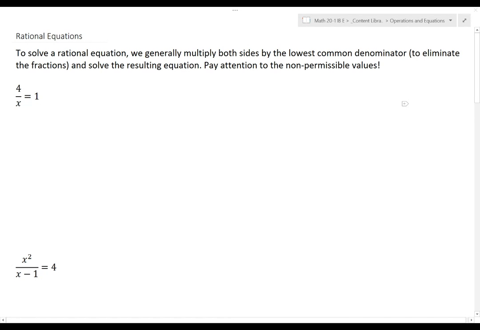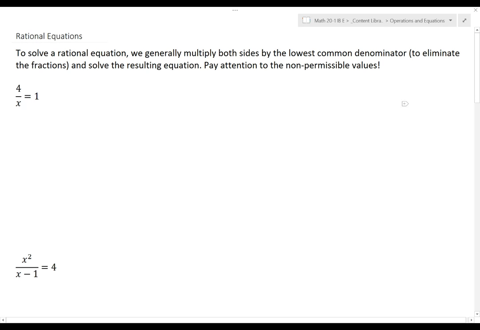So the general idea, when we're trying to solve a rational equation, is that we're going to multiply both sides of the equation by the lowest common denominator in order to eliminate fractions. Then we generally end up with a linear or a quadratic equation in our examples. In theory, you could end up with anything, but we're going to stick to linear and quadratic. And we have to pay attention to non-permissible values, as always, when we're dealing with algebraic fractions.